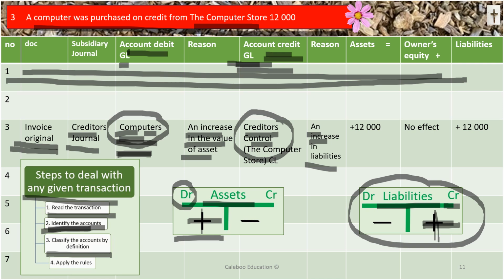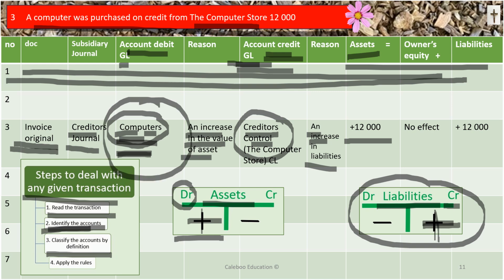We owe more. Now if we look at the accounting equation, there's plus 12,000 under assets because the value of our computers increased. There's no effect under owner's equity. Remember what affects owner's equity? I like this acronym: DICE, drawings, income, capital, expense.